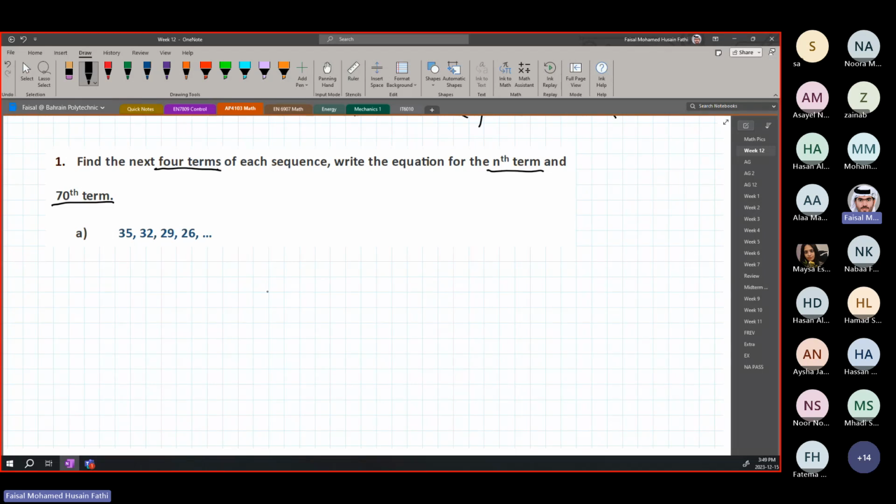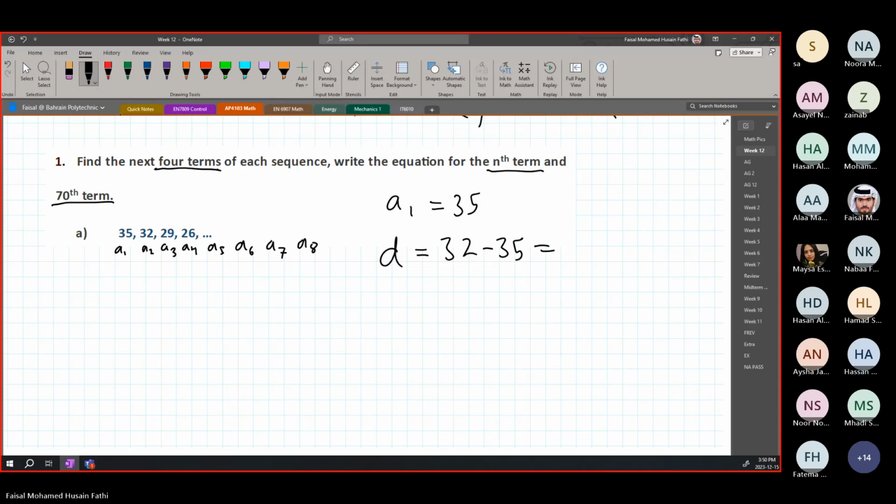Let's start step by step. So find the next four terms. So we have here A1, A2, A3, A4. We need to find A5, A6, A7, A8. Okay? First step, we know that our A1 is 35. Second step, what is our common difference? It is equal to 32 minus 35, which is equal to minus 3. Keep in mind, this is negative because the sequence is decreasing, not increasing.